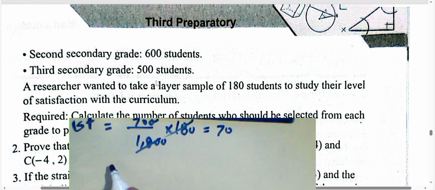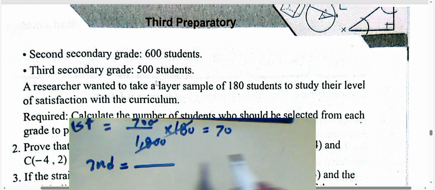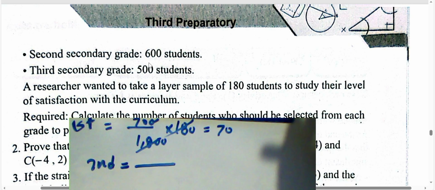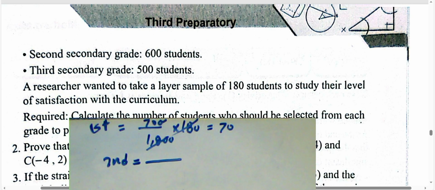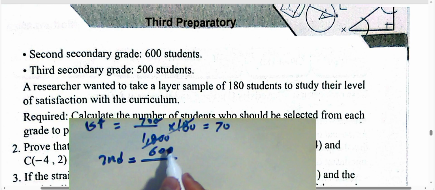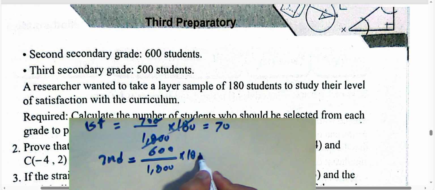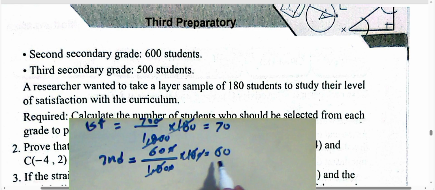And second grade, you can write second was 600. Second, we have 600 over 1,800, the total number, multiplied by 180, the number of students they will choose. And then we can simplify it. It will be 60 students.